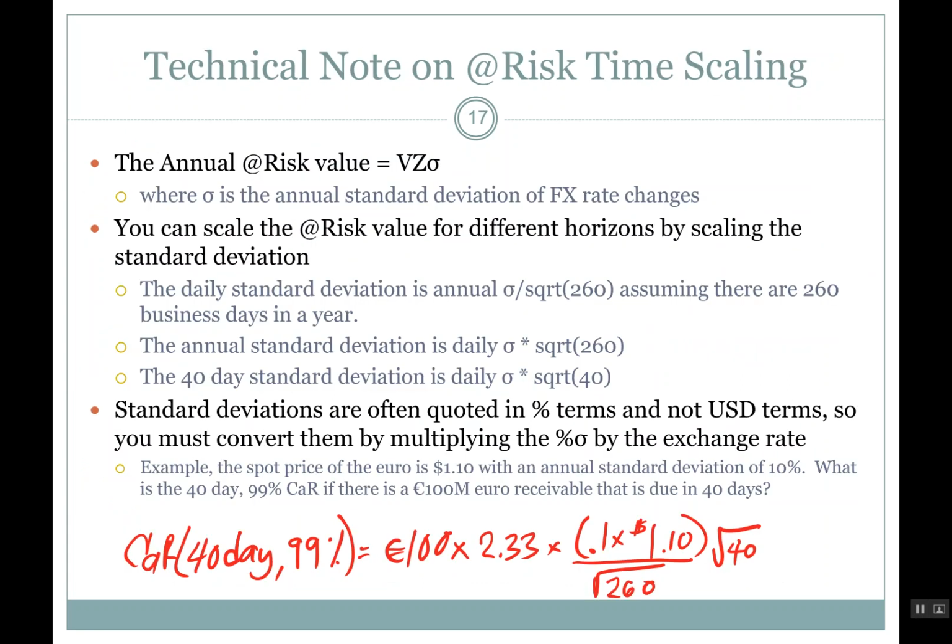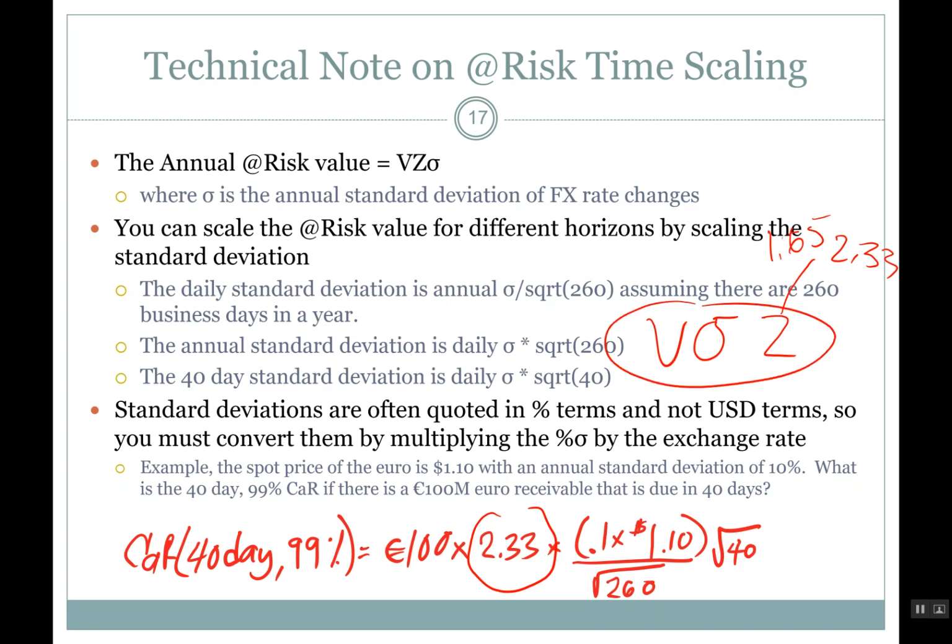Technical note on the EAR. Again, take your value or position times the standard deviation times Z. Z is going to be either 1.65 or 2.33, depending on whether you're using a 95% confidence interval or 99% confidence interval. The other thing you could do is scale the EAR.